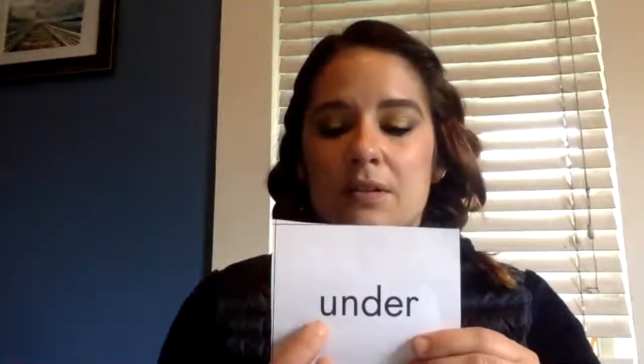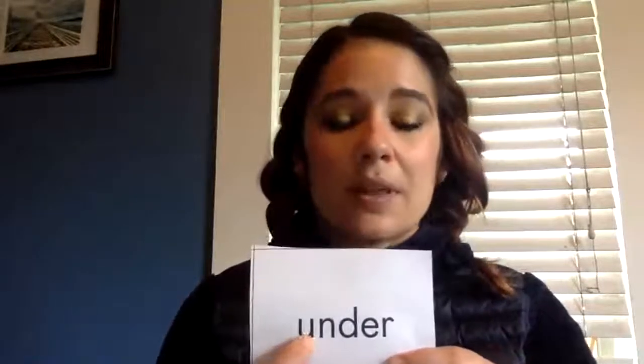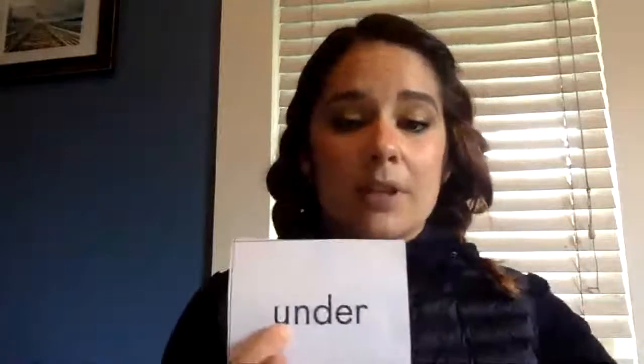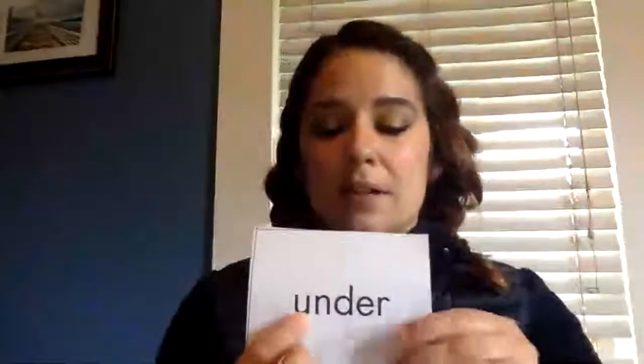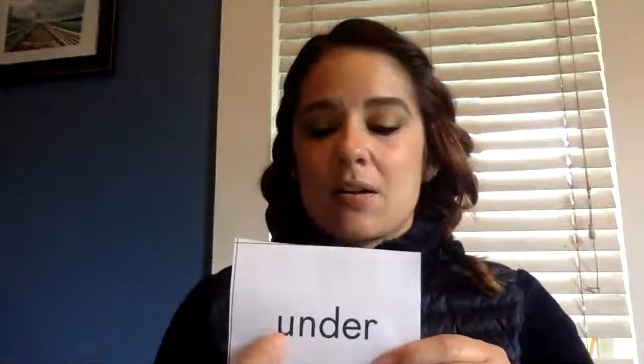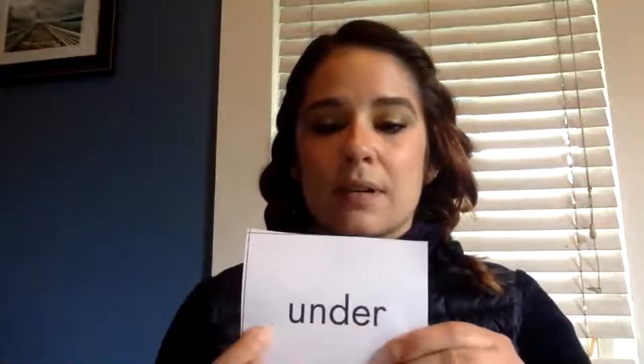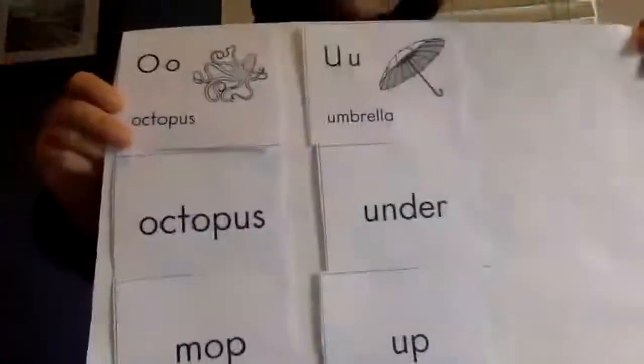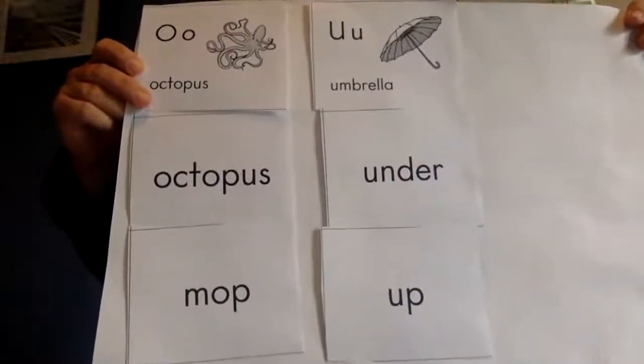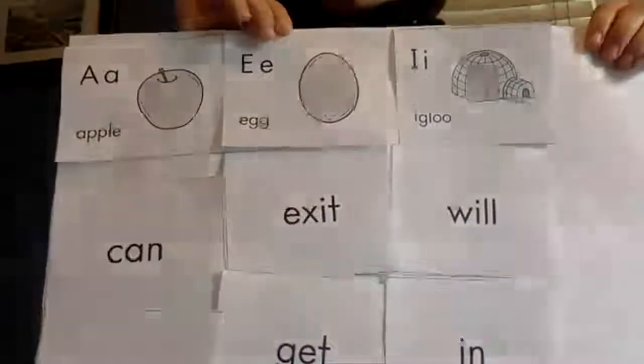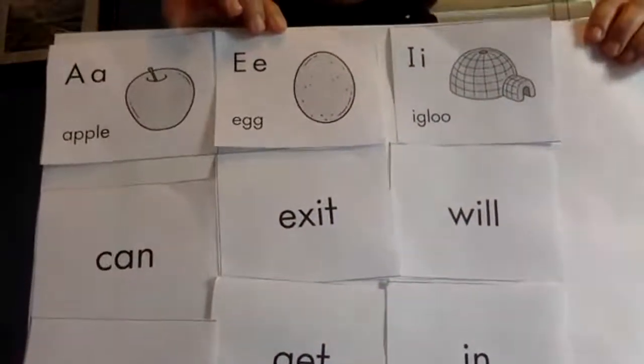Next one is under. Under. This word starts with the vowel, just like the word up. They both start with the vowel. It's U-N-D-E-R. Under. Okay? This word is longer than the word up, but they both have the short U sound. I'm going to add that onto my little chart here. So now we can see all our words. We have categorized all our words according to their short vowel sound.